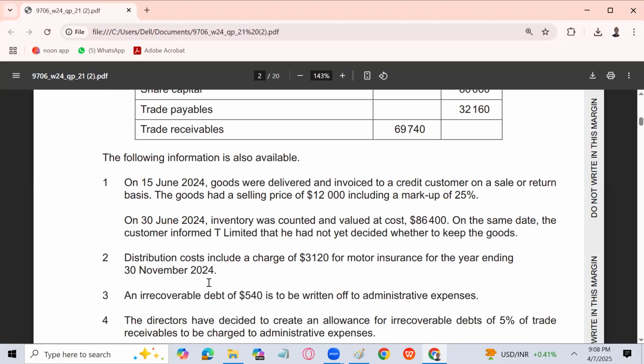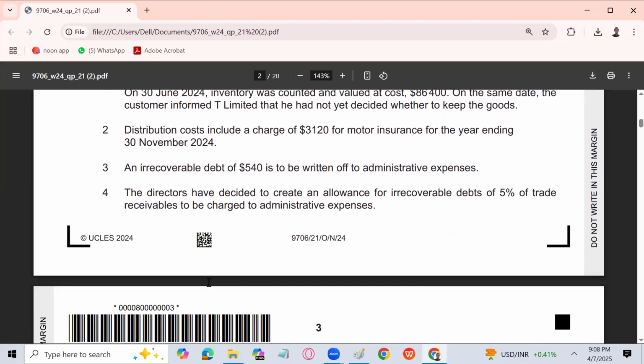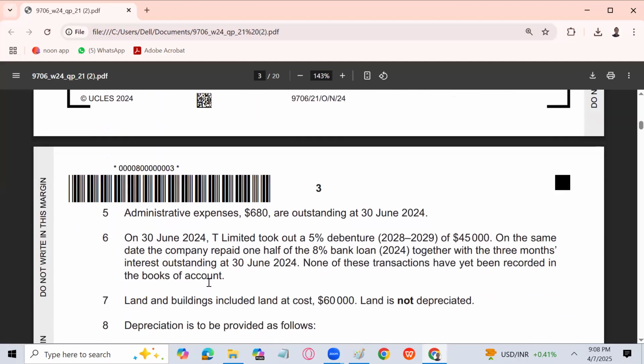Bad debts 540 is to be written off to admin expenses, to be added in expenses. And debtors have decided to create an allowance for irrecoverable debt of 5% of trade receivable, again to be charged to admin expenses. Admin expenses 680 were outstanding, so that will be added in admin expenses.